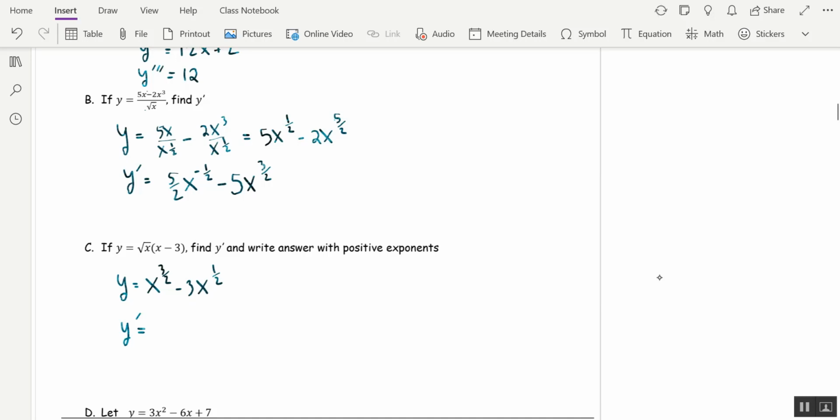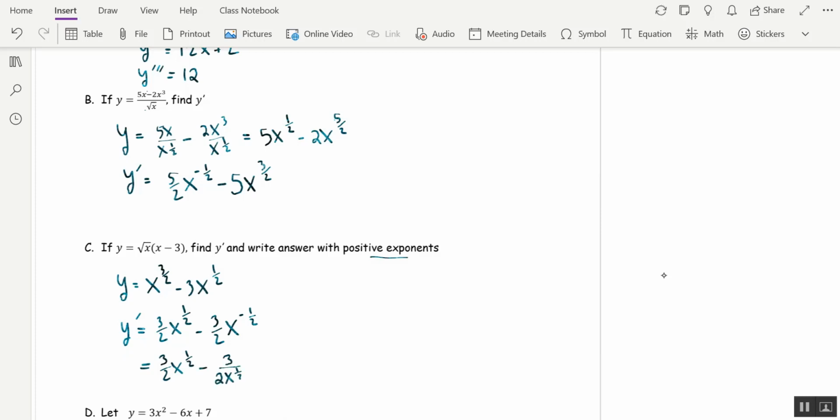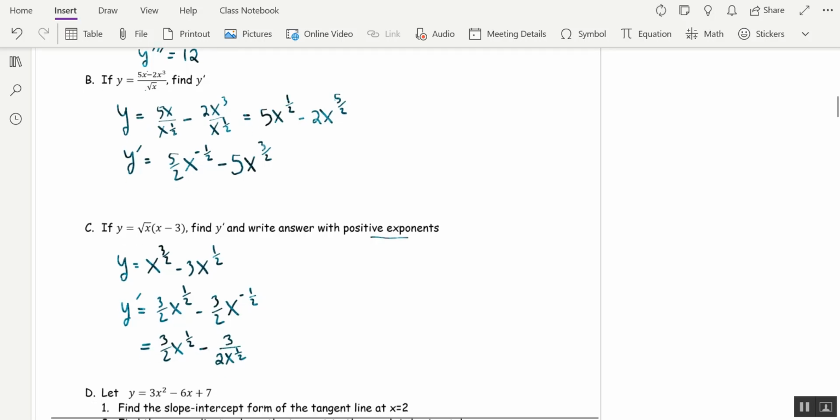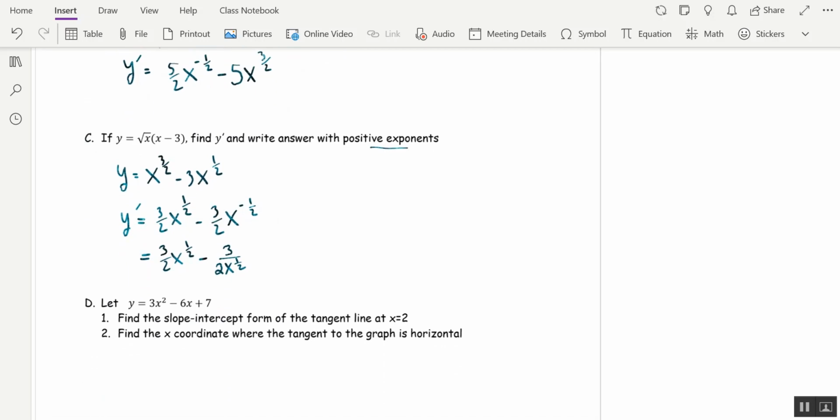Y prime is 3/2, bring the 3/2 down, x to the 1/2, subtract 1 from the exponent, minus 3/2 x to the negative 1/2. Now sometimes we'll want to write our answer with positive exponents, and this is one of those times. So that's equal to 3/2 x to the 1/2 minus 3 on top, 2x to the 1/2 on the bottom. And we'll take the derivative of this using the product rule on the next page, and we'll see we get the same answer.